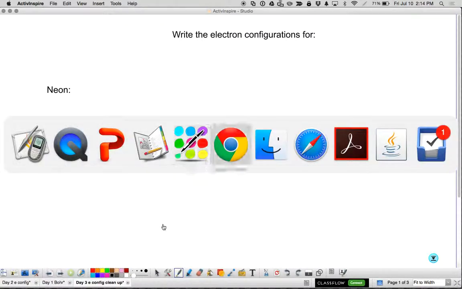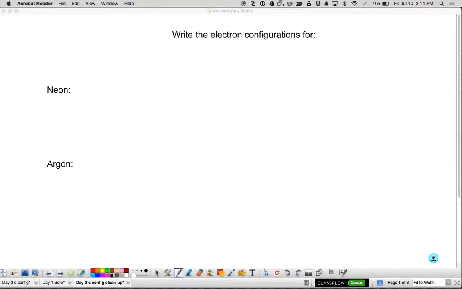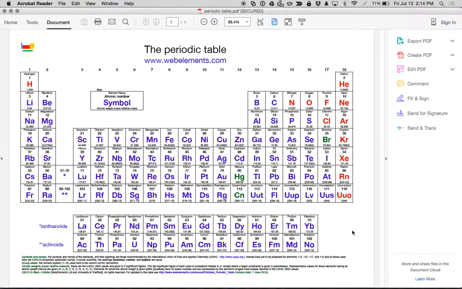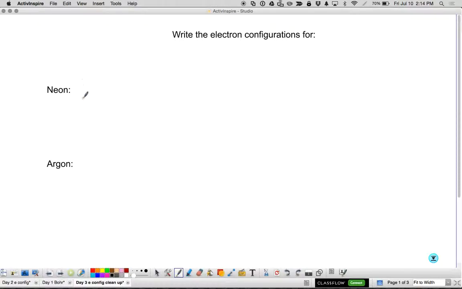So neon, oh boy, get my periodic table out again. Neon is way over here. It has 10 electrons over here. So 10 electrons. So that's 1s2, 2s2. And then the next would be 2p and can hold up to 6, which would give us 10.